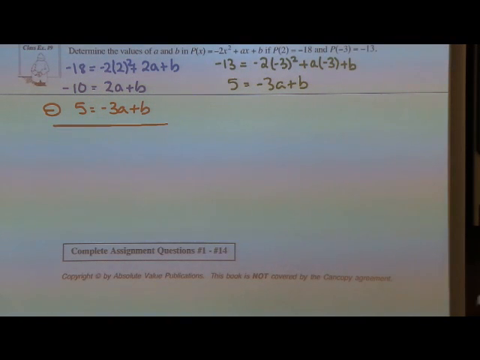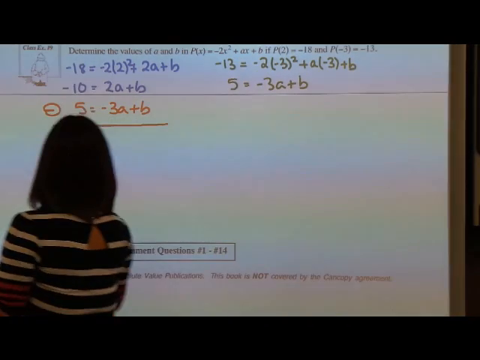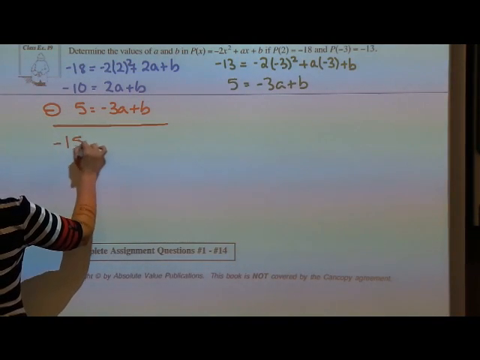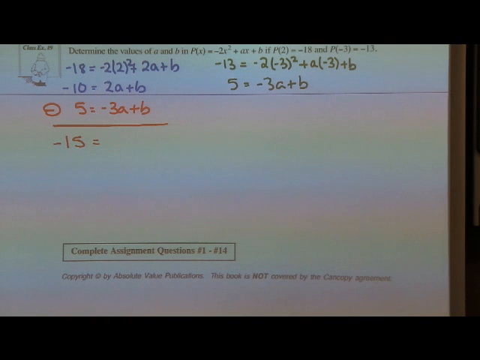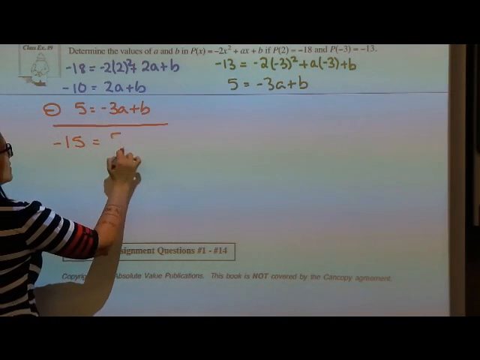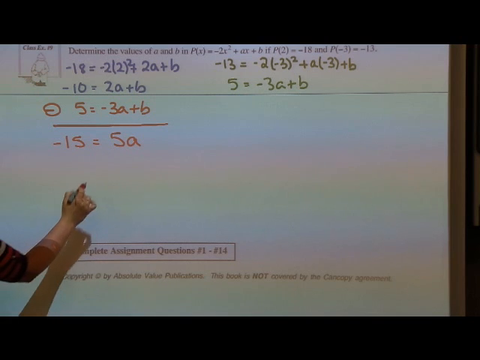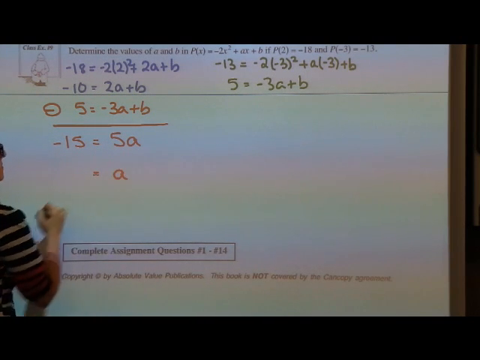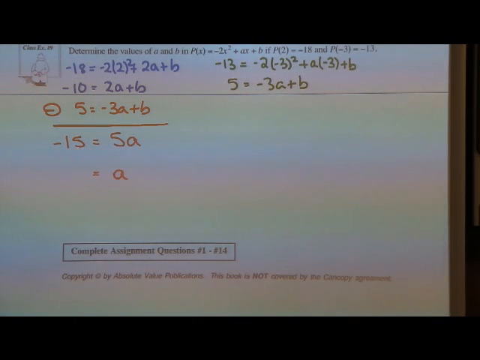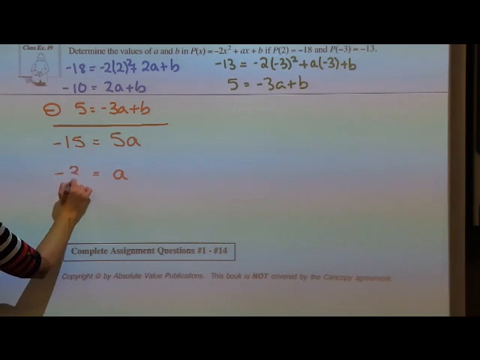So negative 10 minus 5 gives me negative 15. 2 minus negative 3, I get 5. And B minus B is 0. So what does A equal? It's negative 3.